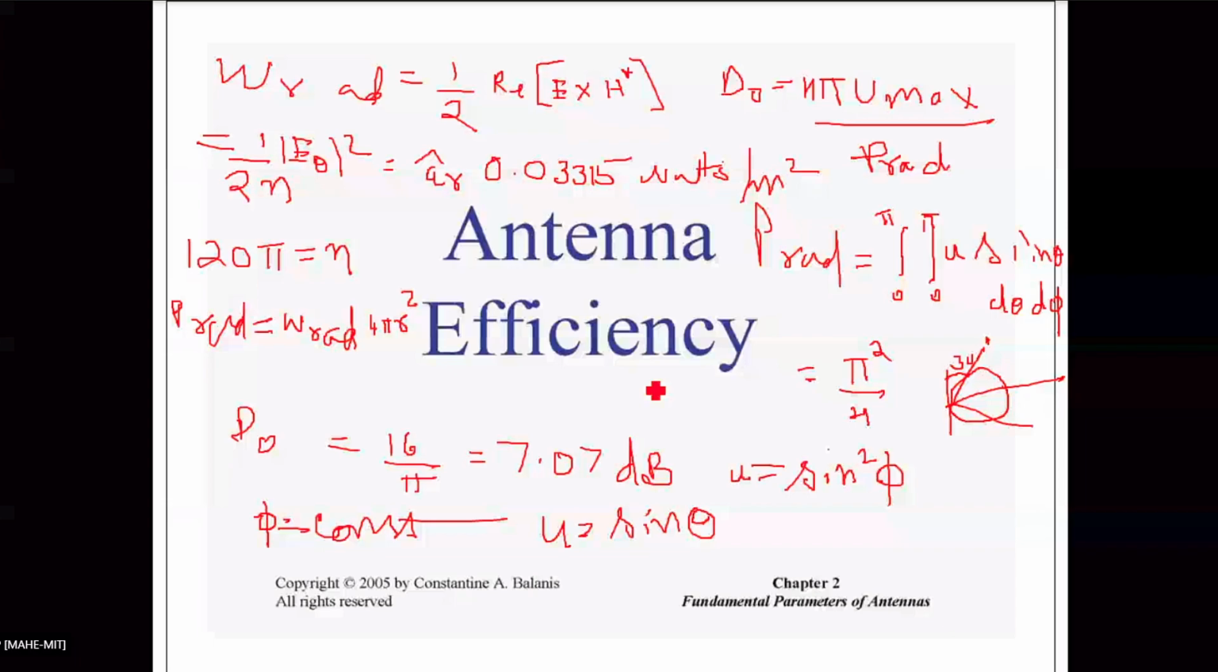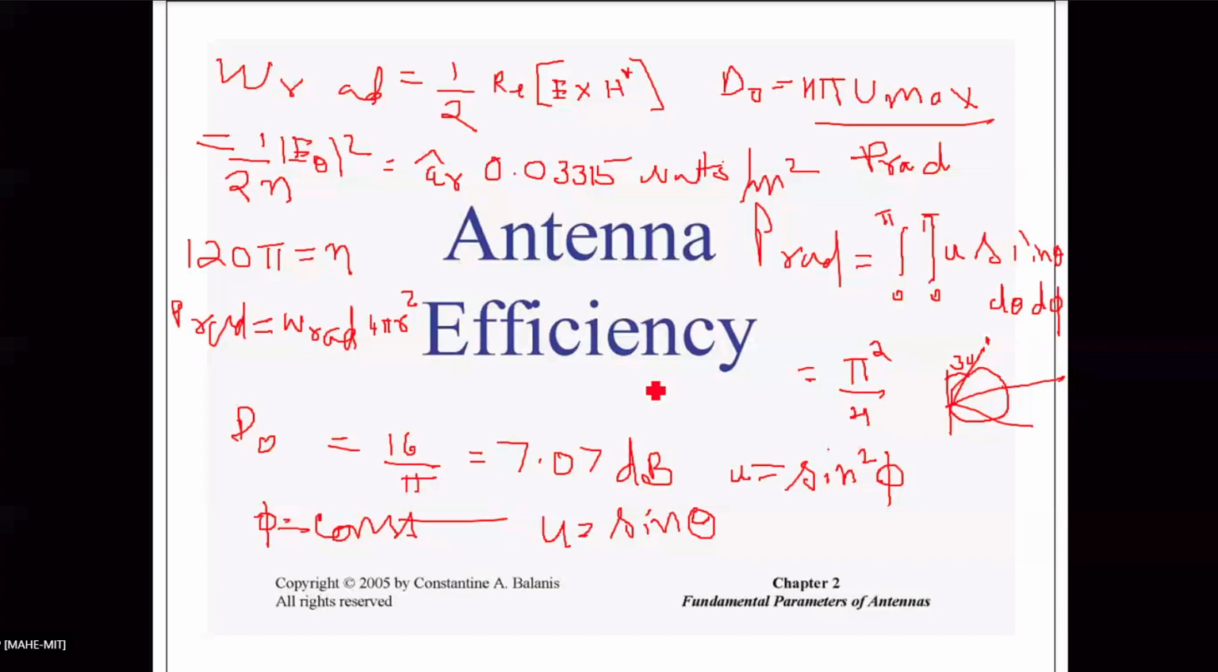U is given as B naught cos cubed theta watts per steradian, for that antenna. Theta varies from 0 to pi by 2, and phi varies from 0 to 2 pi.